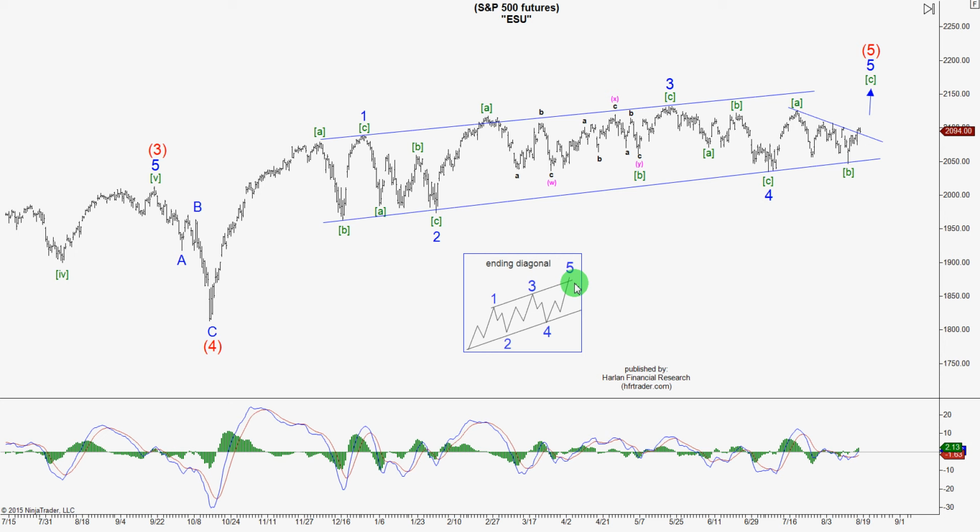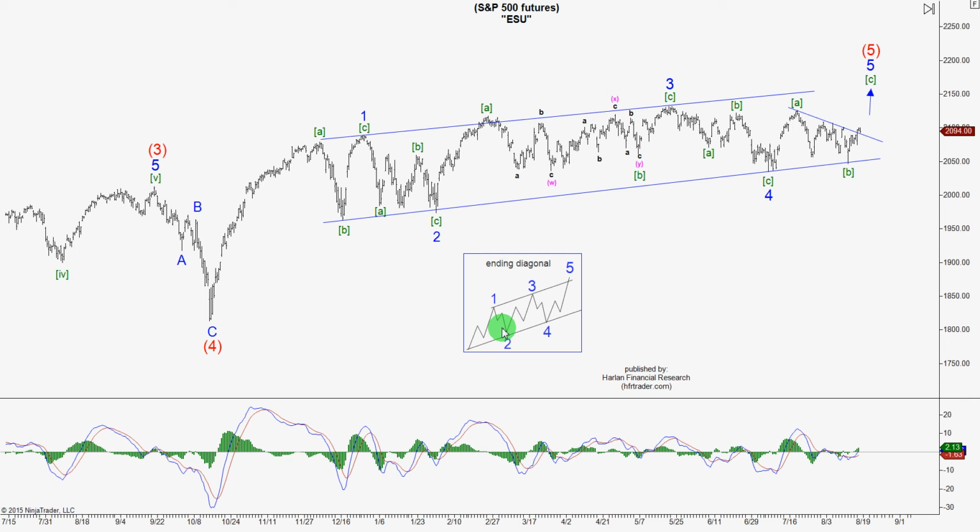So an impulse wave has 5 waves also, but there's 5 waves within each of the waves except the 2 corrective waves. Wave 2 would be 3 waves, 3 would be 5 waves, 4 would be 3 waves, and 5 would be 5 waves. That's an impulse wave. Wave 4 can't break the top of wave 1 in an impulse wave. But in the ending diagonal, the distinguishing characteristics are that each wave is made up of 3 waves, and 4 breaks the top of 1.